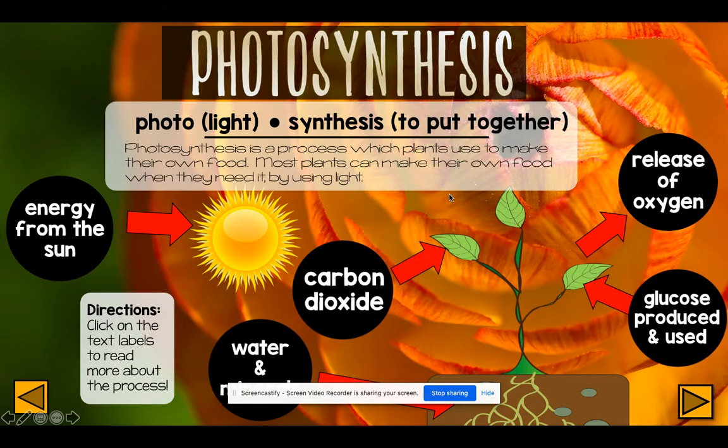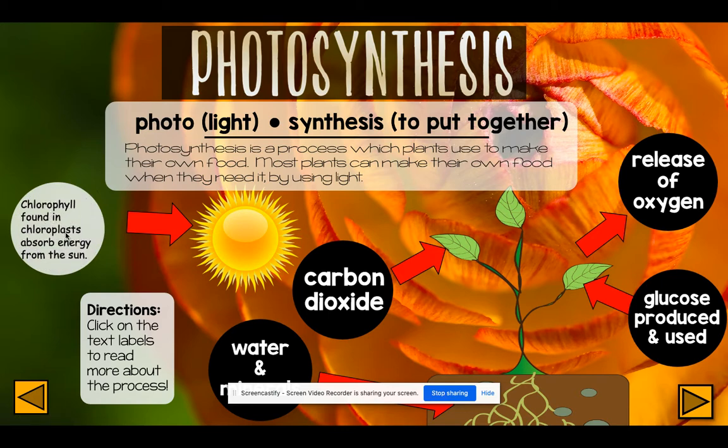The word photosynthesis. Photo means light. Synthesis means to put together. So photosynthesis is a process plants use to make their own food. Most plants can make their own food when they need it by using that light. So if you follow the arrows, this is kind of showing you the process or the order. It gets energy from the sun.